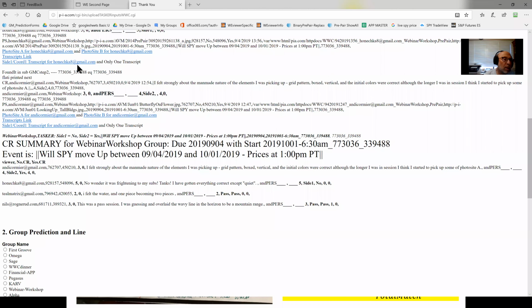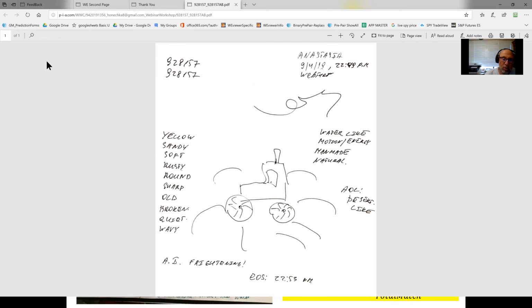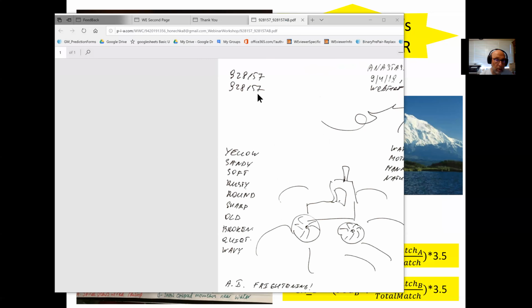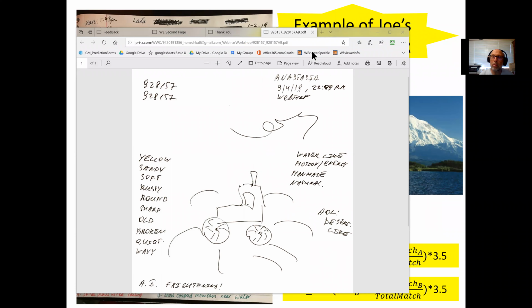Here you are. Okay, so this gets a little awkward, but while the rest of you are doing things it's worth doing. This is Honeycheck's transcript. Okay, good. Sometimes I have to rotate them. I don't have to rotate this one.